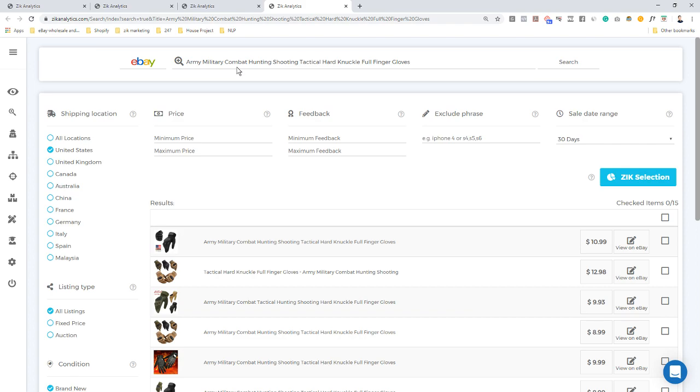It's interesting because they know there is a name. It's like a knuckle, hard knuckle gloves. So what I will do here, I will go for hard knuckle gloves, and I will explain to you also why this is a good example.